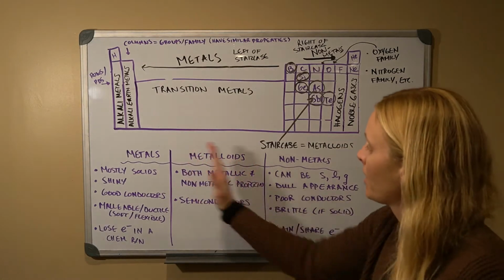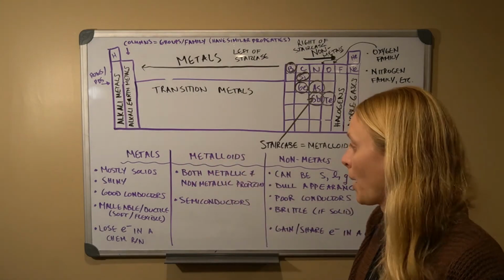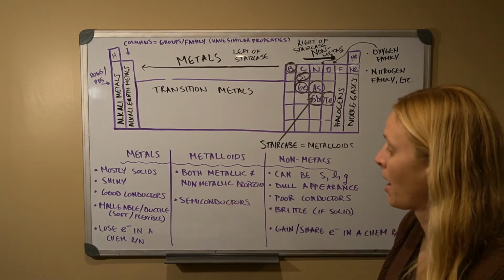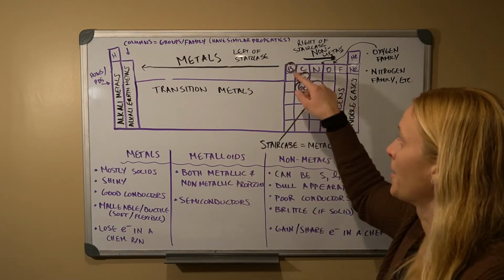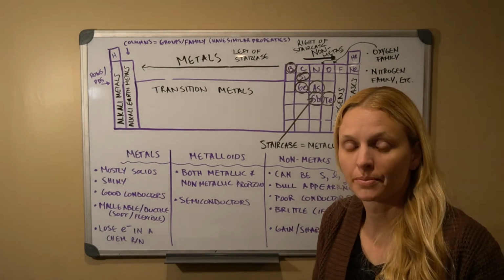Okay, and then the metalloids, kind of like a mixture of properties between the two, both metallic and non-metallic properties, and we know these as really good materials for semiconductors.